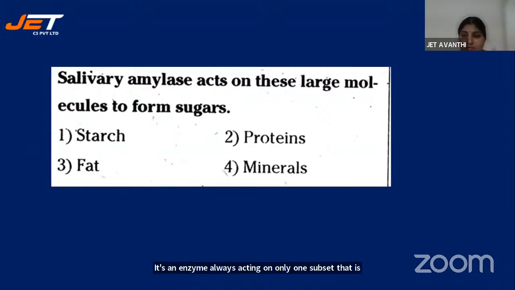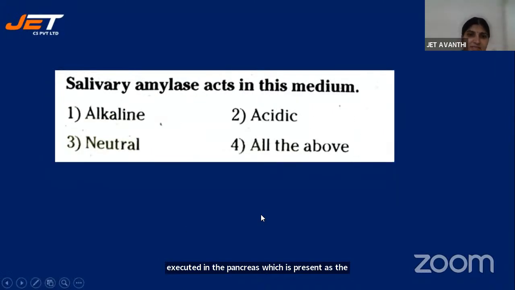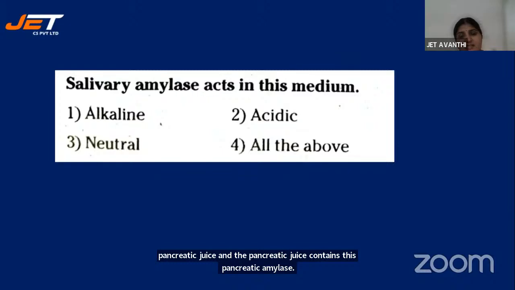So you have to go blindly. That may be pancreatic amylase or salivary amylase. We have only 2 amylase secretions. One is in the buccal cavity by the salivary glands, called salivary amylase, and the other one is pancreatic amylase, which is secreted in the pancreas and present in the pancreatic juice. So it is starch, children. Then salivary amylase will be acting in this medium.